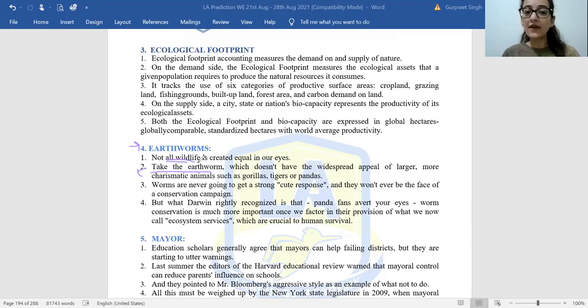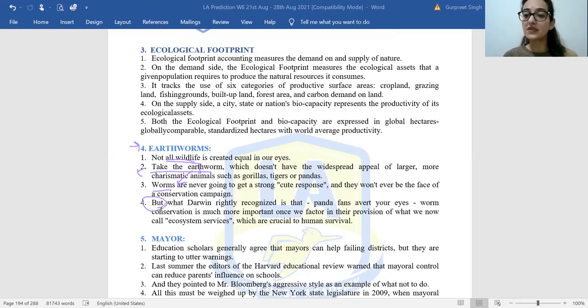So they said all wildlife first, then they're taking one example out of that, which is earthworm, which does not have the widespread appeal of larger, more charismatic animals such as gorillas, tigers, or pandas. And then we have worms. Worms is the short name for earthworm. So that will come after we talk about earthworms. Are never going to get a strong, cute response, and they won't ever be the face of a conservation campaign.